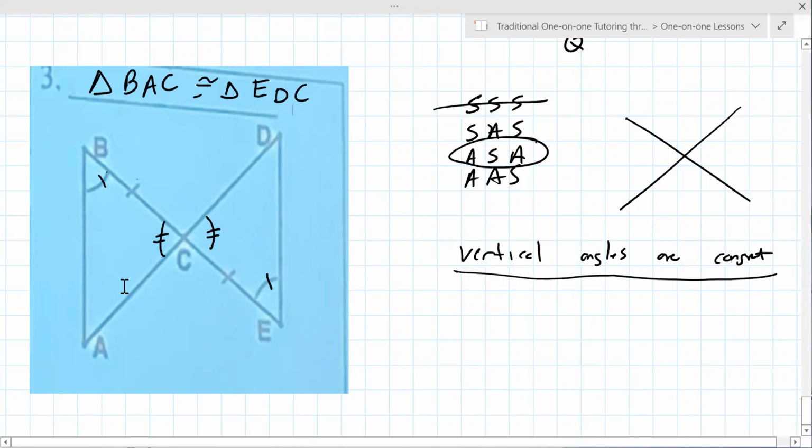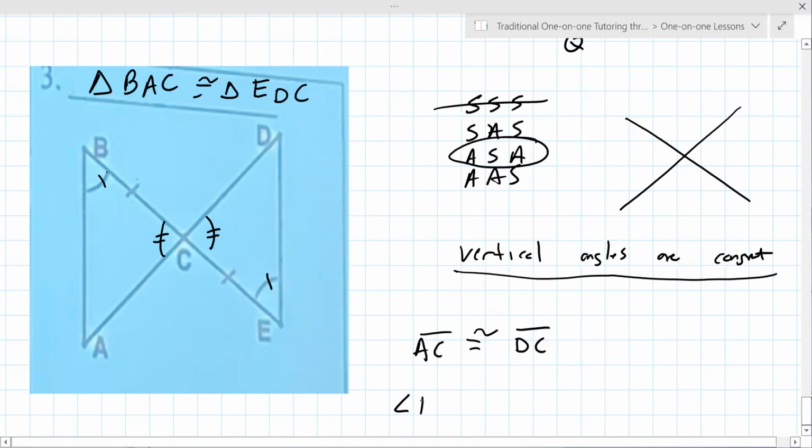Now, this is one of those where because it's kind of inverted and weird, your instructor might ask you, what is segment AC congruent to? And you don't want to look at the picture anymore. You really want to look at just your congruence statement if you've done it right. AC is congruent to DC. Yes, very good.